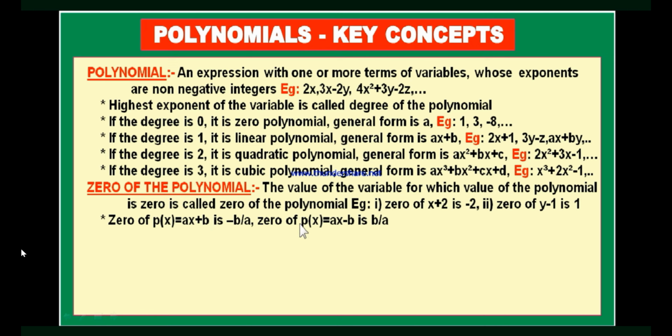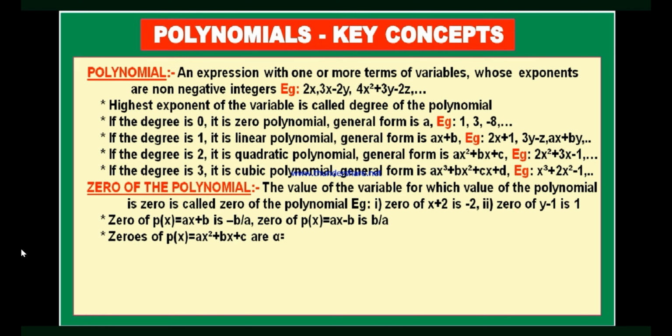Similarly, 0 of the polynomial p of x is equal to ax minus b is, take this minus b to other side, equate ax minus b to 0. Then ax is equal to plus b other side, and x is equal to b divided by a, or b by a is 0 of this polynomial.